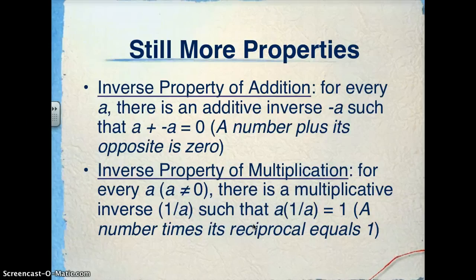The inverse property of multiplication says that for every a except for the number 0, so a can't equal 0, there's a multiplicative inverse. And if you remember from a few days ago, another word for multiplicative inverse is reciprocal. We have 1 over a, such that a times 1 over a equals 1. So every time you multiply a number by its reciprocal, you get 1. 5 times 1/5 is 1. 3/2 times 2/3, that's 1. Okay, every time a number times its reciprocal, it always equals 1.